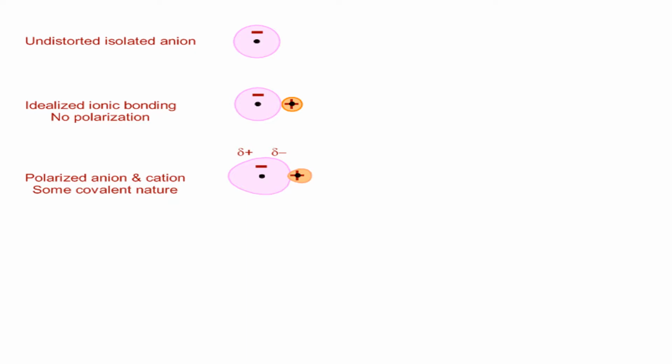Using this picture, we could easily explain the polarization concept. See, this is an undistorted isolated anion. This anion remains isolated. And to this isolated anion, a positively charged cation is approaching. So, a positively charged cation and a negatively charged anion establish an electrostatic force of attraction, resulting in the formation of an ionic bond.